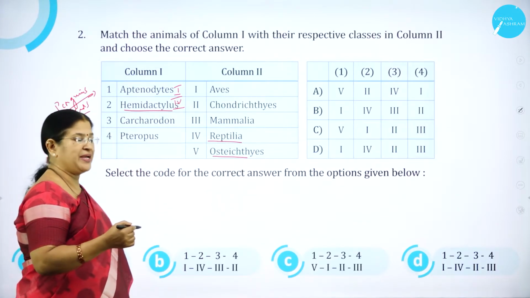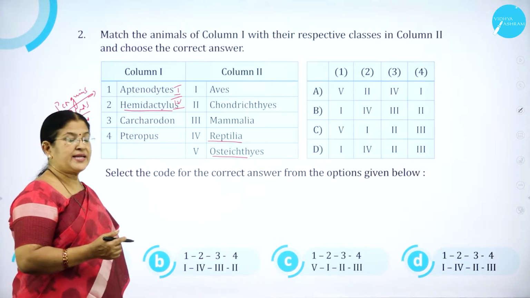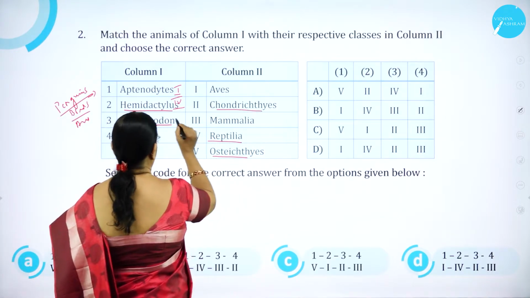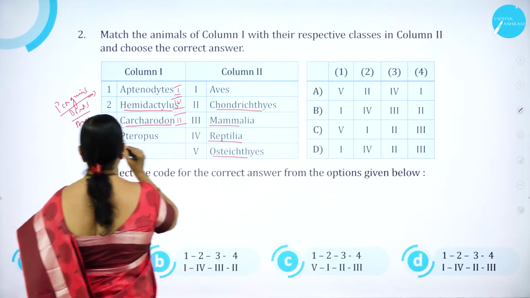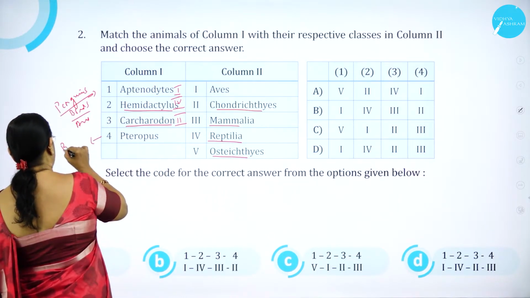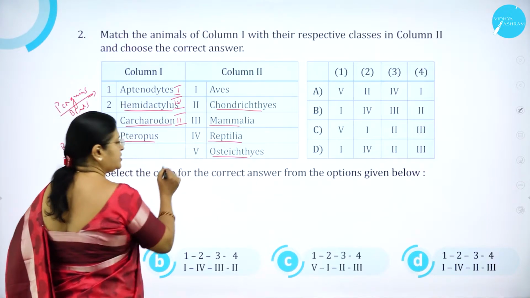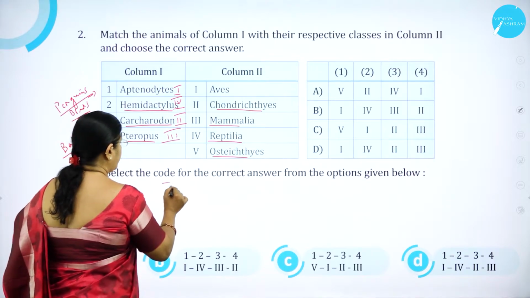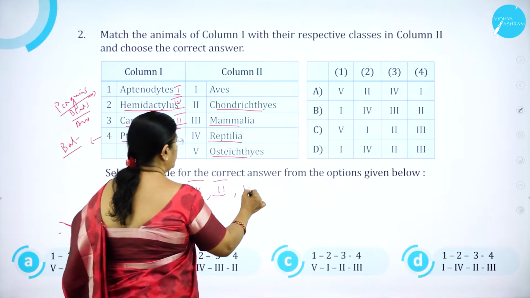Hemidactylus means what? Creeping animals. That is, reptiles are called creeping animals. Then Carcharodon means fish, that is, Chondrichthyes. Then Pteropus is nothing but the bat. Bats are called Pteropus. So it belongs to which class? Mammalia. So 3. So 1, 4, 2, 3.